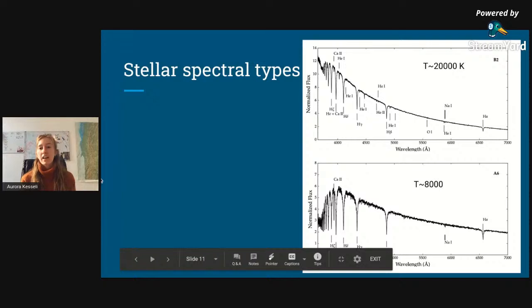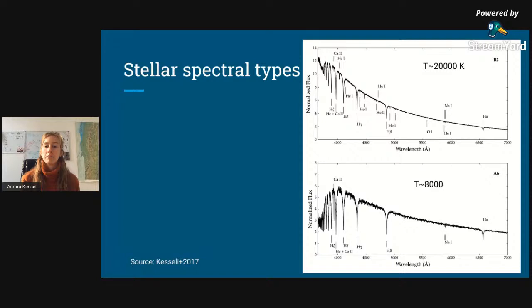Okay, so now we can use what we've just learned about what temperatures different atoms and molecules emit and absorb at, and apply that to stellar spectra. I have a bunch of different plots. We'll go through all of the spectral types and what the main absorption lines are in the visible for all of these different temperatures. So at the top, we have a B-type star. B-type stars are the second hottest after O, and they have temperatures of about 20,000 Kelvin. So those are super hot.